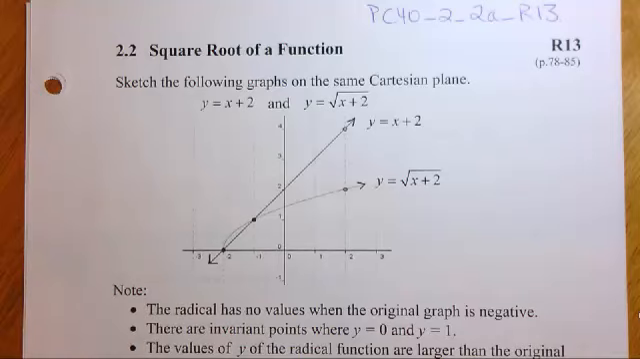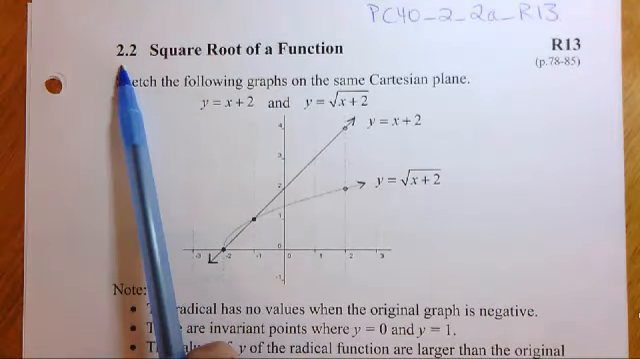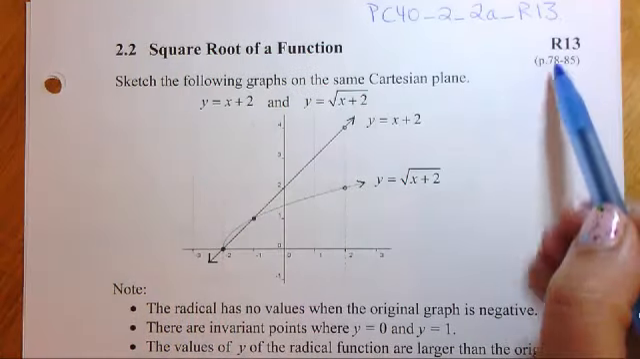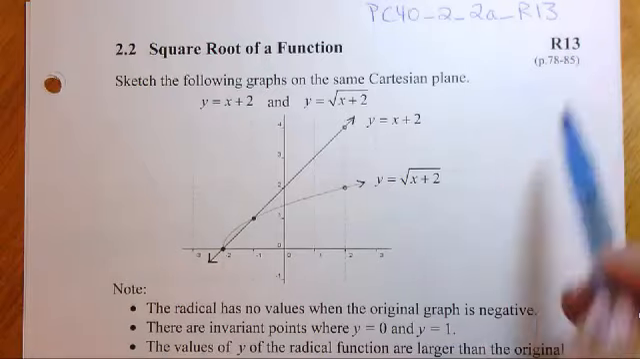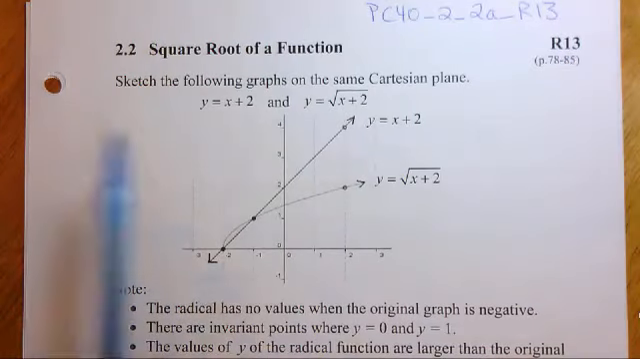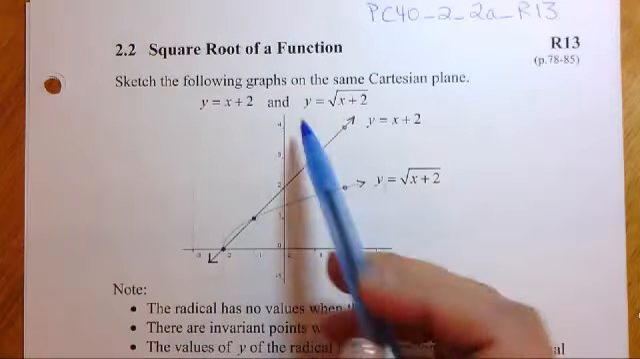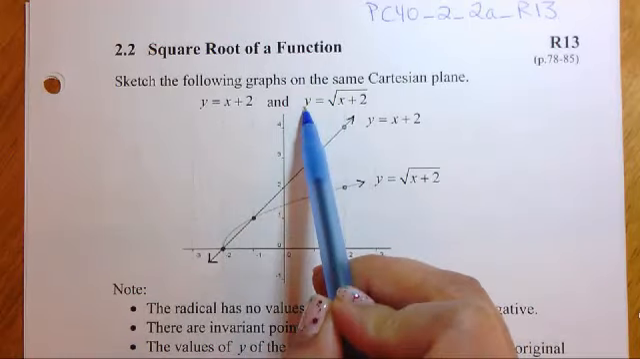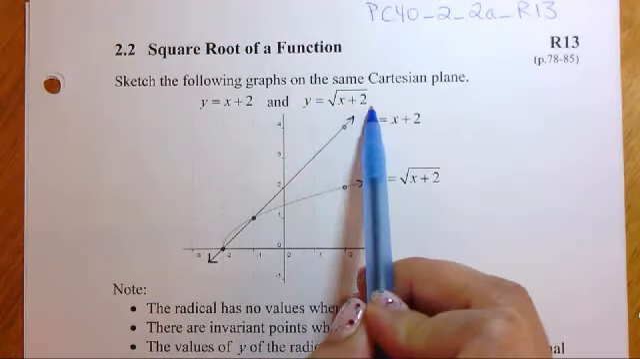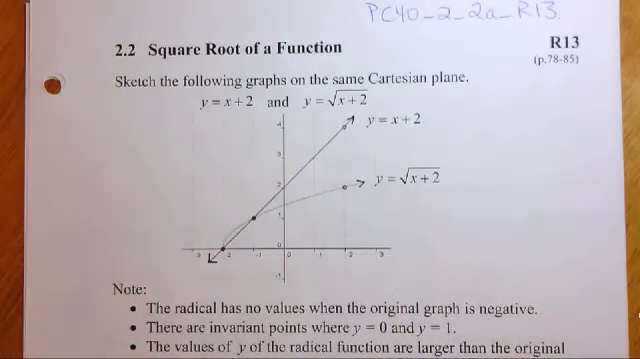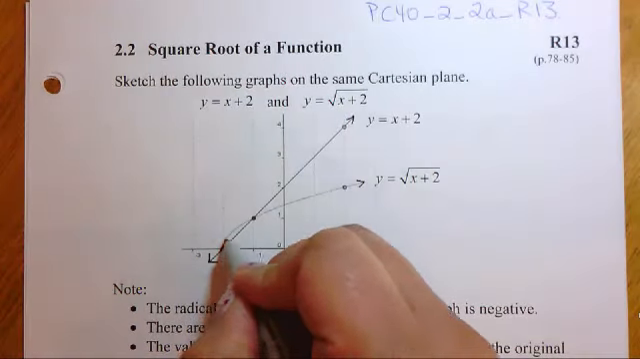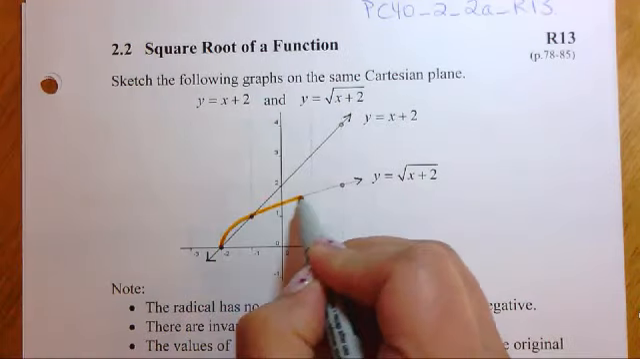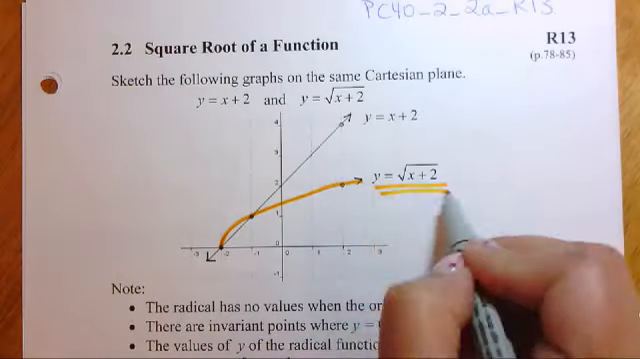Okay, so in this video we're going to look at section 2.2 of your textbook, square root of a function, and it is in outcome R3. What you see here is a sketch of the two graphs: y equals x plus 2, and y equals the square root of x plus 2. We're going to make some connections between them. In yellow, I'm going to highlight the square root version.